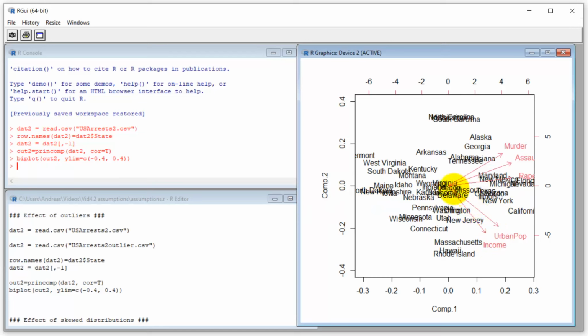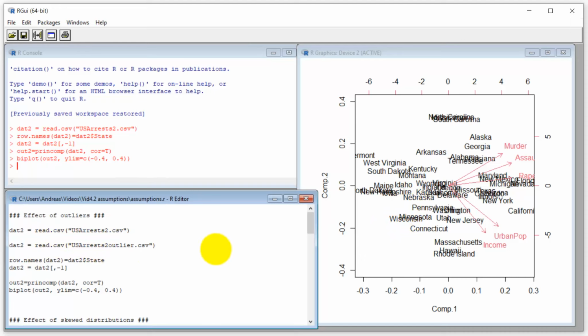But let's assume we have now a crazy outlier in here, something that does not fit with this type of data. And an outlier doesn't necessarily need to be an error. It can be an error, but it can also be something that's just very different. So let's say we add a different country here. And so I have another data set here with an outlier that is Saudi Arabia. So I just came up with some fictitious statistics for murder, assault, and rape, as well as urban population and income for a completely different circumstance.